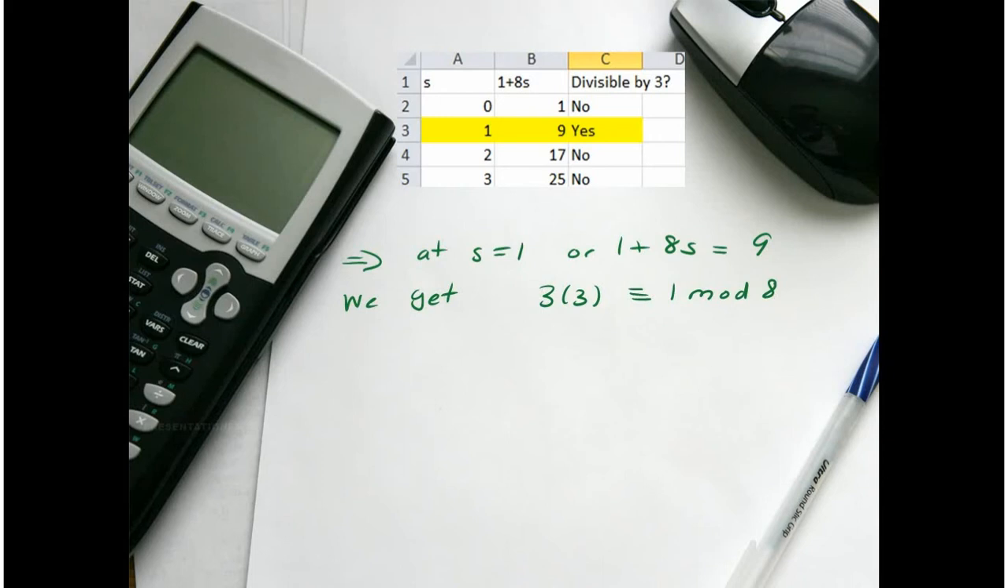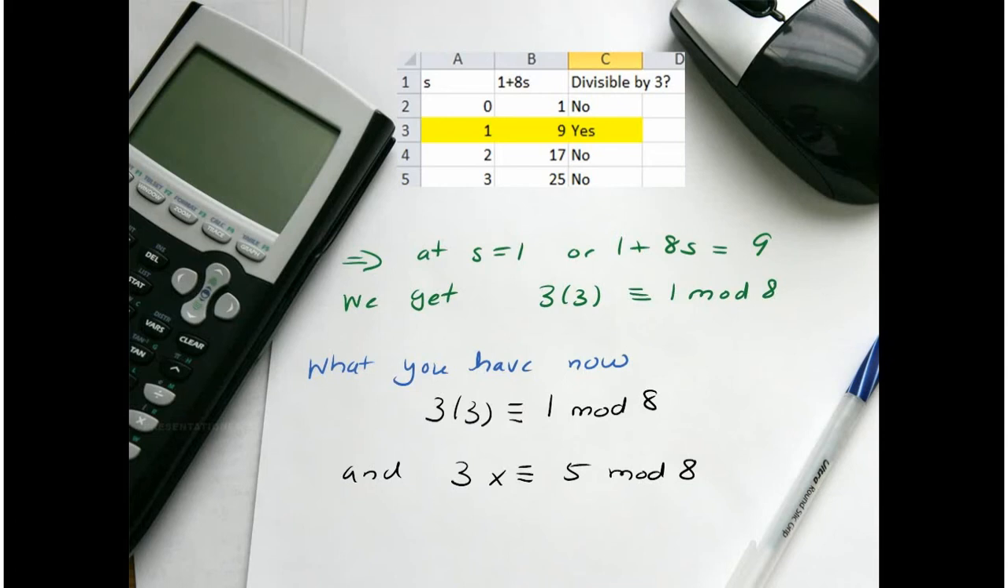So I can make a little list, and I just did this on Excel so you can see, and I get quickly that s equals 1 yields me a solution. So at s equals 1, I get 1 plus 8s is 9, which is divisible by 3. So if I translate that back into congruences, what I have is 3 times 3 is congruent to 1 mod 8. So what I have now is two pieces of information. 3 times 3 is congruent to 1 mod 8, and I have this other congruence equation, 3x is congruent to 5 mod 8.